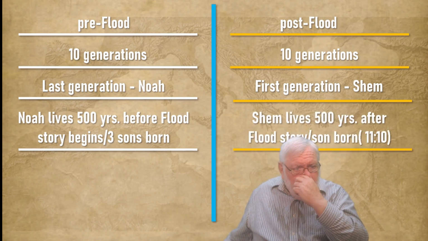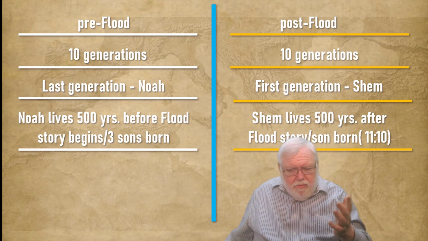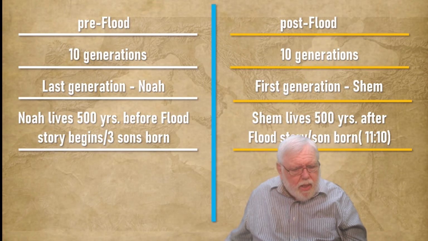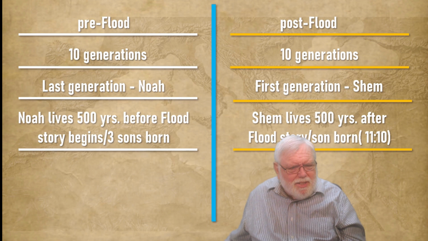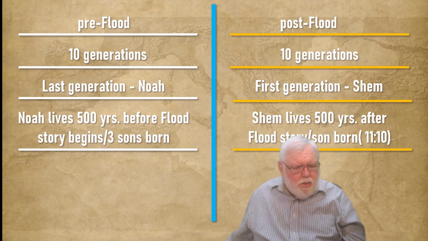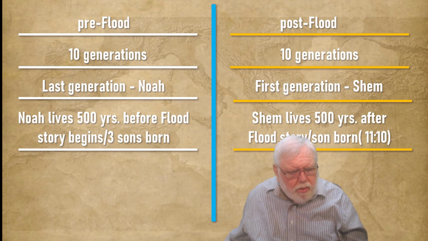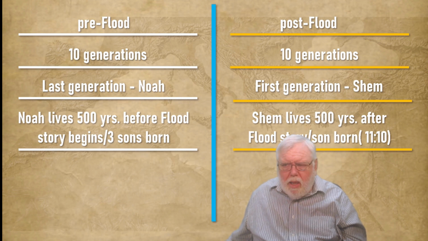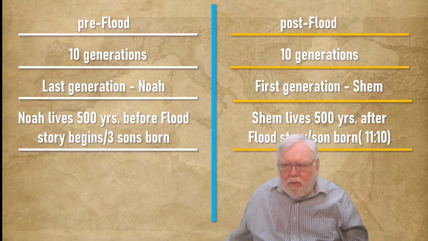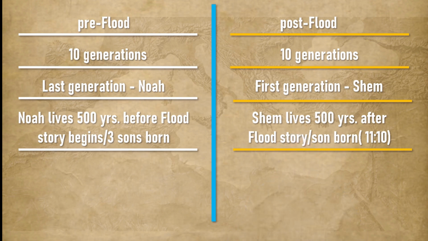Shem lives 500 years after the flood story. 500, because it's 502 perhaps. But he's 2 years after the flood. He's 100 years old. So you have this, and for the Hebrew reckoning, this is probably close enough. I mean, we have to be honest. They're not looking for the kind of precision that we do, and there are a lot of examples of this in both Old and New Testaments.